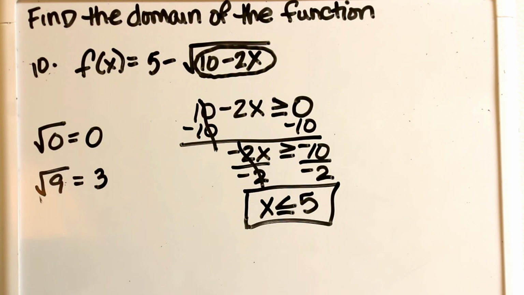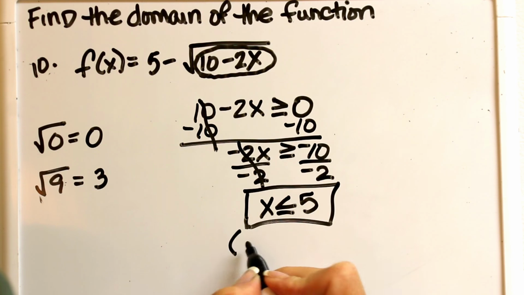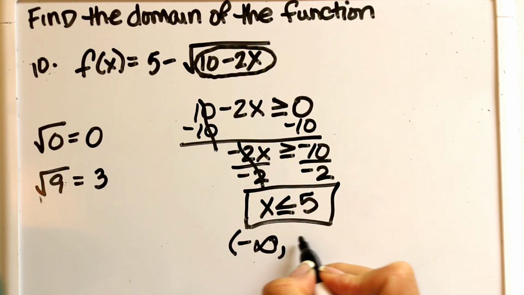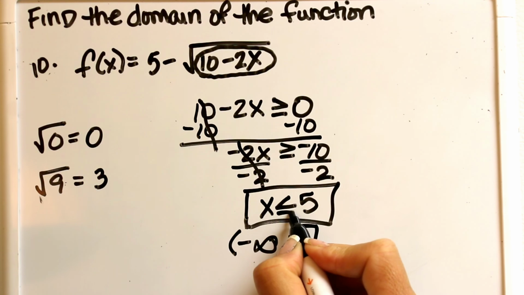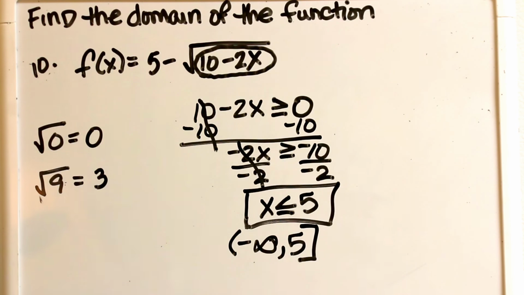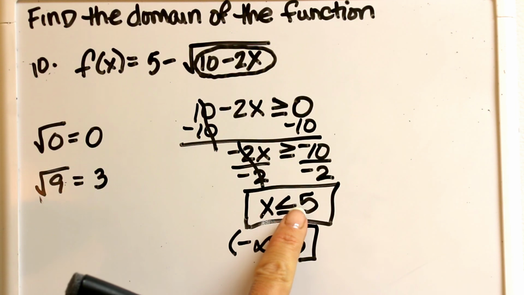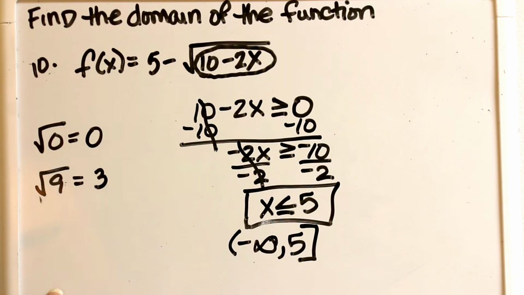This can also be written in interval notation as negative infinity to 5. A bracket is used because it includes the 5 and you had an equal sign. And once again, x can be anything less than 5, so that goes all the way down to negative infinity.